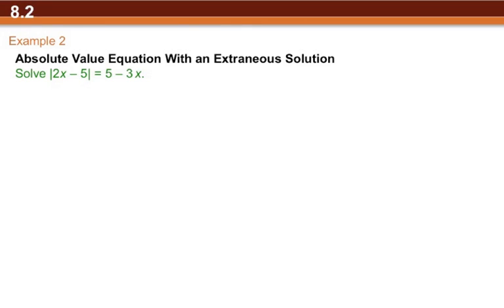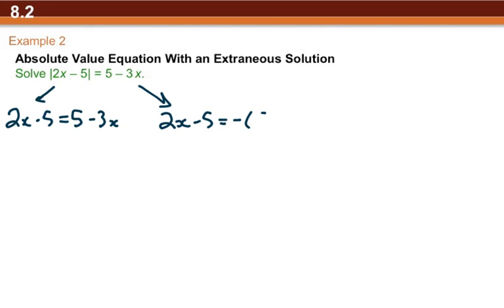We have a slightly more difficult equation this time to solve, but the process remains the same. We need to split it off, and we'll have 2x minus 5 equals 5 minus 3x. As well, we'll have 2x minus 5 equals negative 5 minus 3x. Note that we have to apply the negative to every term, so that's why we have the 5 minus 3x in brackets.